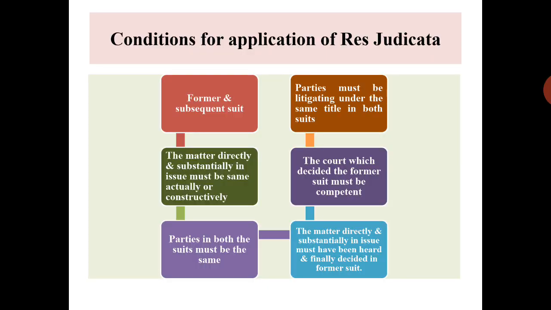Now let us come to the conditions for application of res judicata. The first is former and subsequent suit. Second, the matter directly and substantially in issue must be the same, actually or constructively. Third, parties in both the suits must be the same. Fourth condition is that parties must be litigating under the same title in both the suits. Fifth condition is that the court which decided the former suit must be competent. And the last, the sixth condition, is that the matter directly and substantially in issue must have been heard and finally decided in the former suit. So these are the 6 conditions for applicability of the doctrine of res judicata as mentioned in section 11 of Civil Procedure Code.